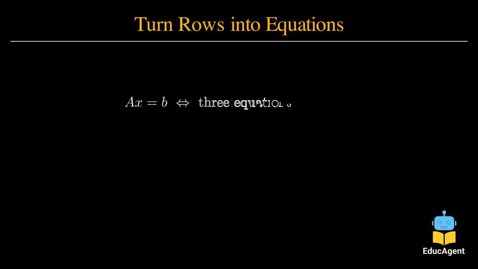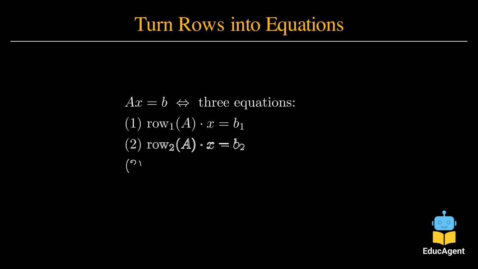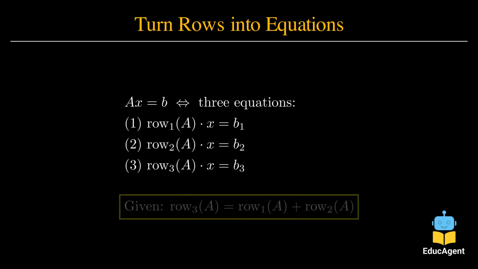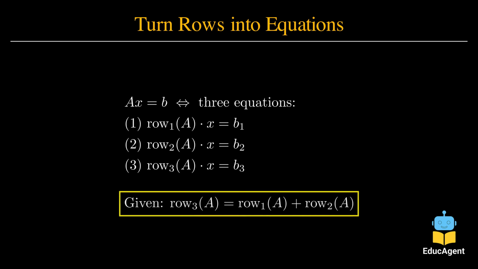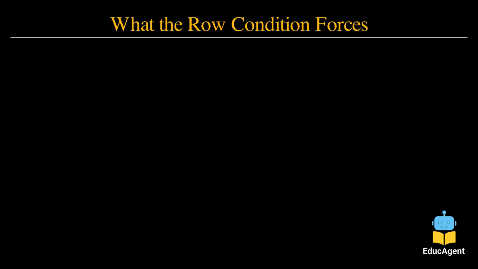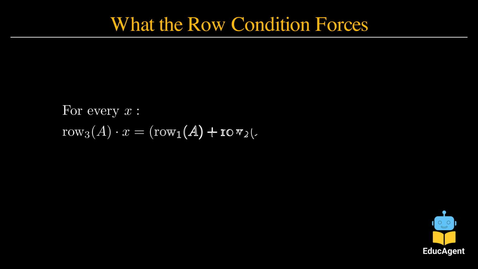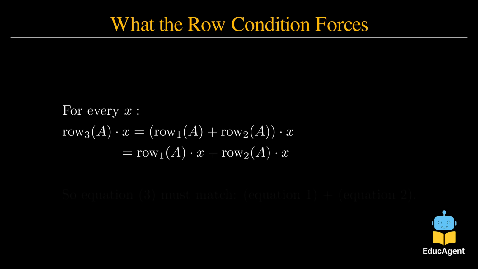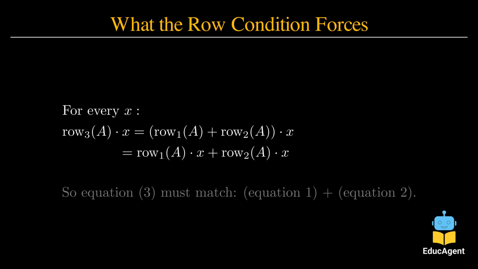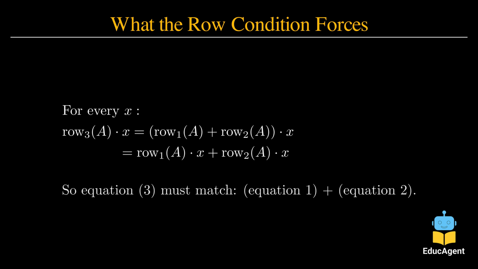Think of AX equals B as 3 dot product equations, 1 per row. The key fact is that equation 3's left-hand side is built from equations 1 and 2. Because dot products distribute over addition, the third left-hand side must always equal left side 1 plus left side 2. That means the right-hand sides must also be compatible, or the system contradicts itself.